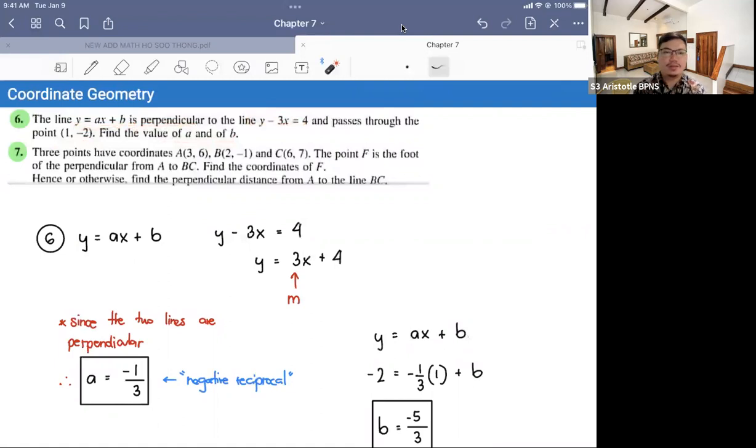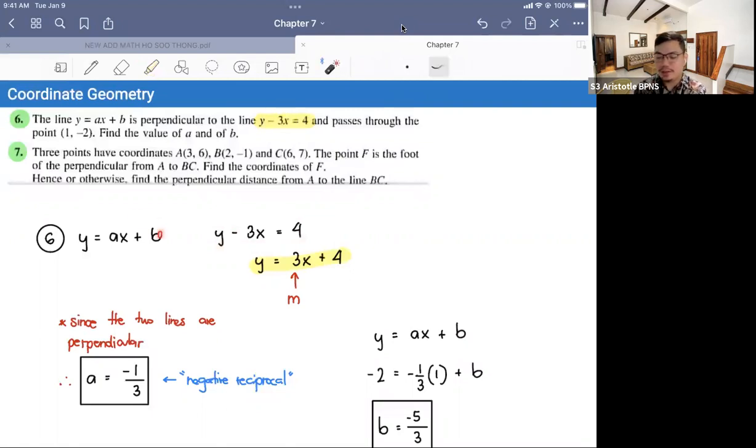All right. So again, you have here two lines which are perpendicular to each other. Now, first things first, I want to rearrange the second equation. It's because this is not yet in y equals mx plus c format, right? So rearrange this, so it will become y equals 3x plus 4.